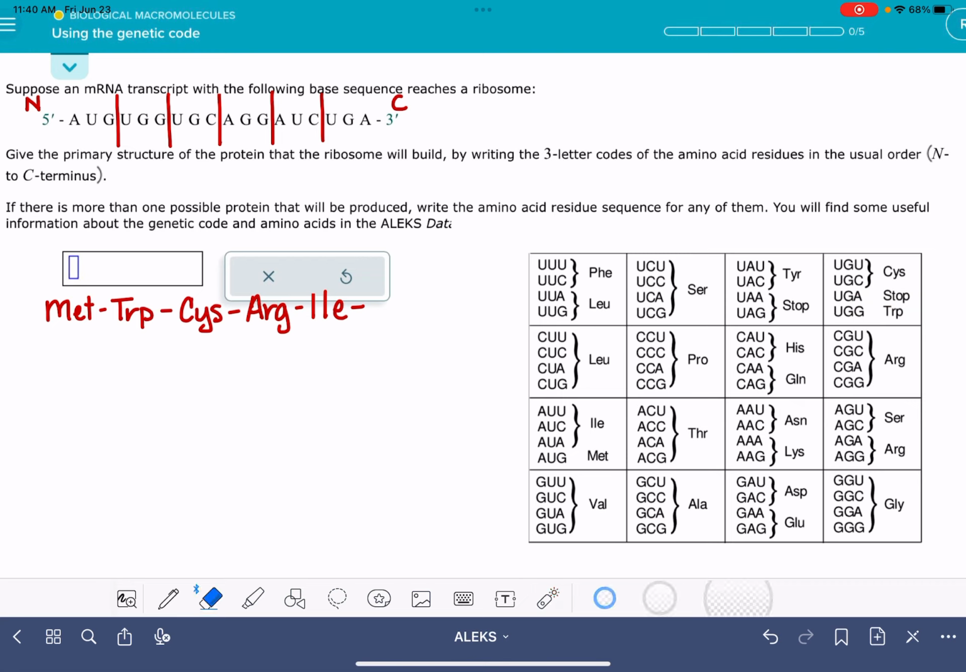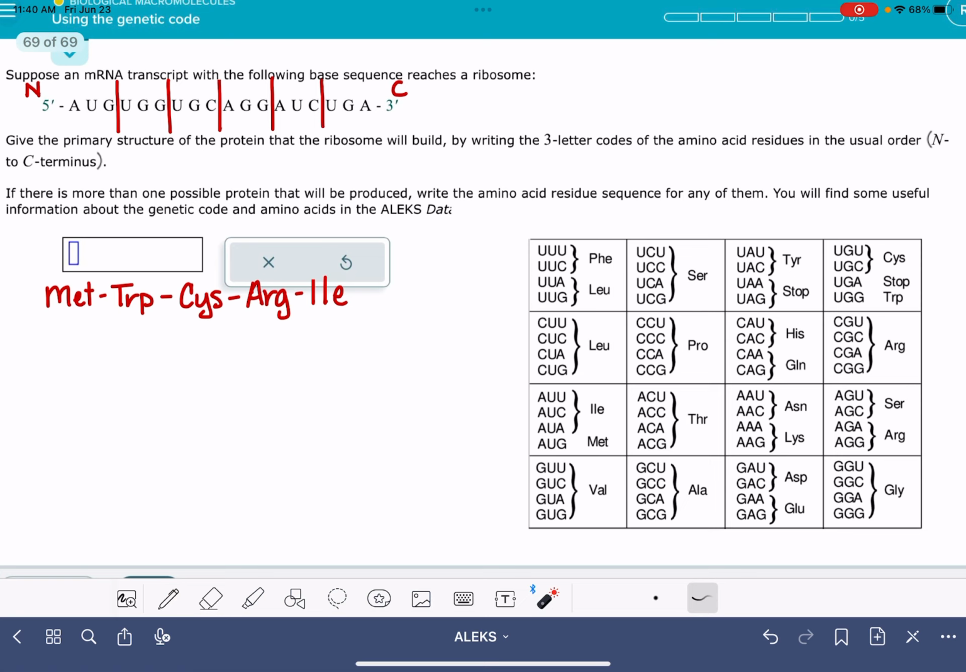If you have a stop codon in there, ALEKS does not want you to write out stop. That is not an amino acid. And so stop, as in stop writing, don't write anything else down. It is possible that the UGA codon could come earlier in the game. If it does, stop writing. So take that literally and do not write stop.